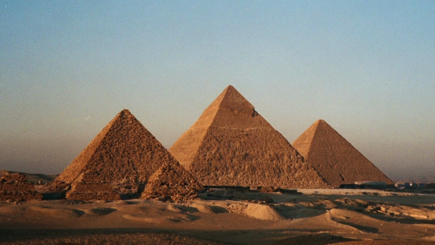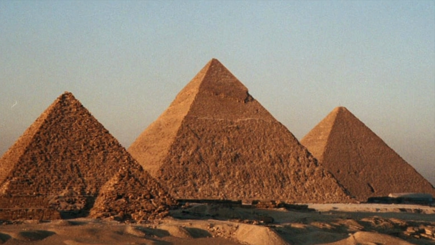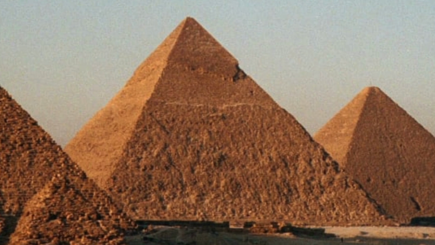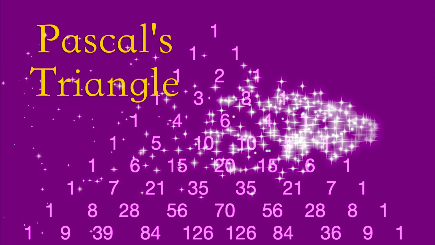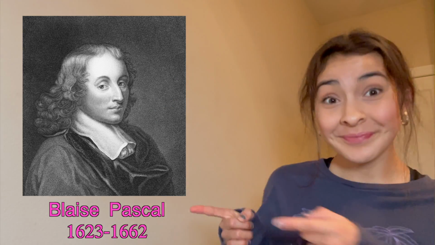Look there, are those the pyramids of Egypt? Not quite. If you look closely, the side of this pyramid is a triangle with numbers? Yes. I have a feeling we're not in Egypt anymore. We never were. This wonder of math is known as Pascal's triangle, named after French mathematician Blaise Pascal in 1653.